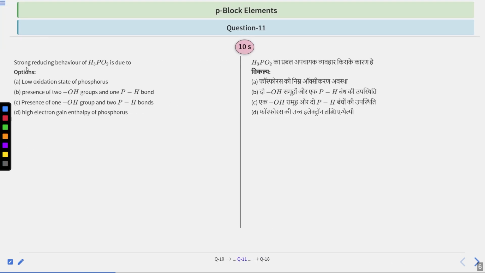Question number 11. Strong reducing behavior of H3PO2 is due to. Options are: low oxidation state of phosphorus; presence of 2 OH groups and 1 P-H bond; presence of 1 OH group and 2 P-H bonds; or high electron gain enthalpy of phosphorus. So you have to select the correct reason for the strong reducing behavior of the H3PO2 molecule. You have 10 seconds to solve this question. After that, we will see the correct answer.